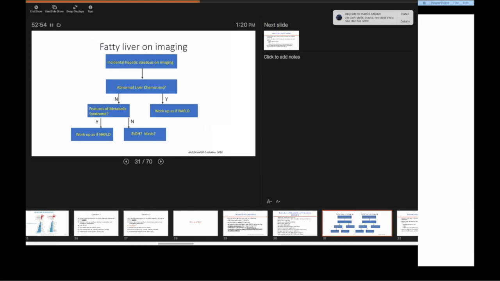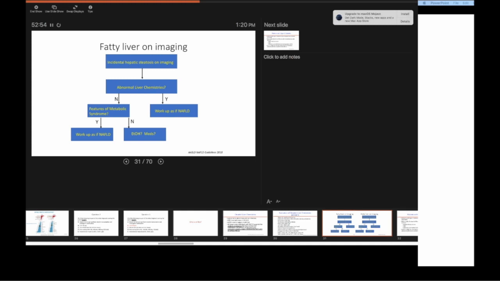So we have the elevated LFTs we got to think of, and then fatty liver on imaging. Oftentimes it's incidental that the patient went to the ED or had abdominal pain and they got some kind of scan that showed steatosis. So I'll see these patients in my clinic quite often. And then you have to ask yourself, do they have abnormal liver chemistries?